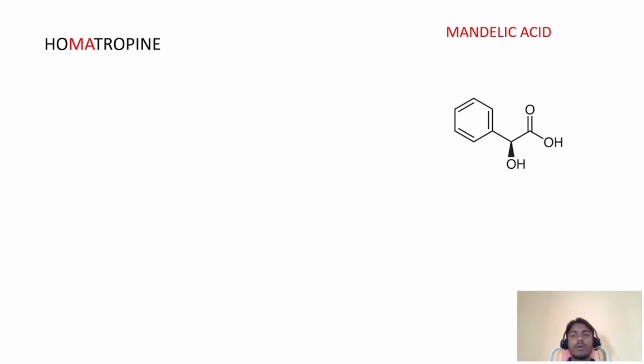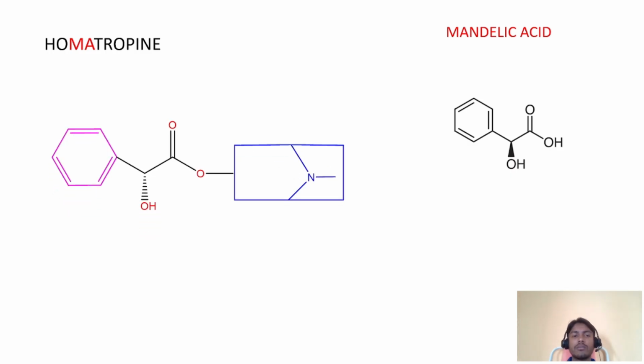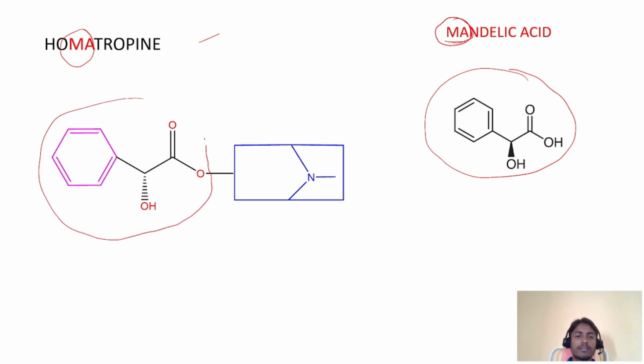Next comes homatropine. So this is the structure of homatropine. In the name itself it is containing Ma, nothing but mandelic acid. See, Ma is nothing but mandelic acid. What is that mandelic acid? Nothing but this structure. So we can call this structure mandelic acid. The hydrogen is replaced with this bicyclic compound. That's why the name homatropine, a mandelic acid containing drug.